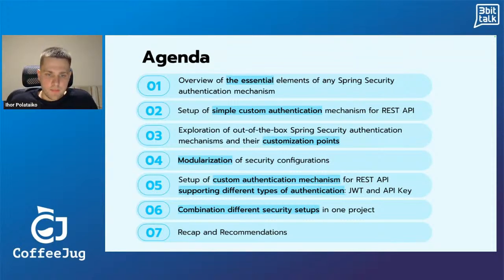Then we'll go through the setup of an authentication mechanism for REST API, supporting different types of authentication. In this example, we will join together JWT token and API key in scope of one authentication mechanism, for different types of clients potentially. And then we will go through a combination of different security setups in one project. And in the end, there will be some recap and recommendations.